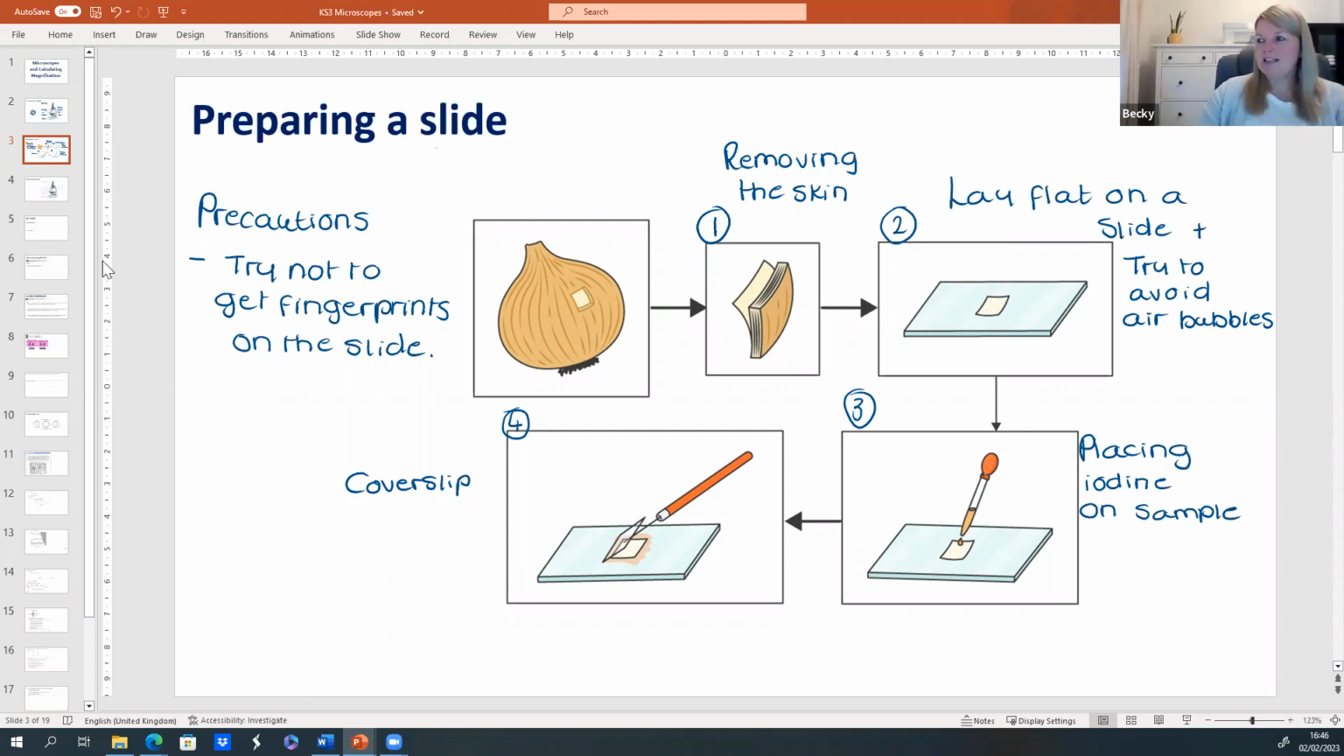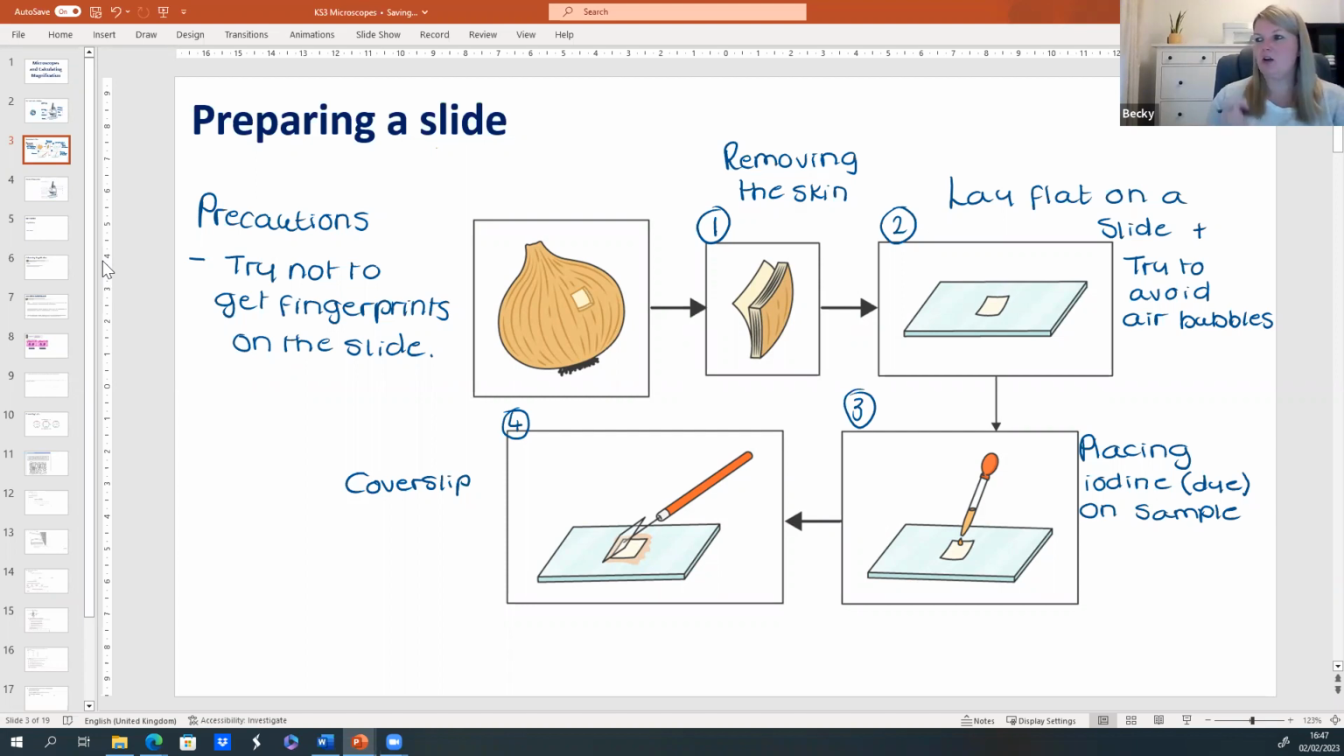Super. Place iodine. I'm going to put in brackets there a dye. Iodine is used when we make onion cells, but for example you can take some skin cells from the inside of your cheek and we use a different stain, a different dye. So we just need to dye them so we can see them. But you're absolutely right, it's iodine for onion.